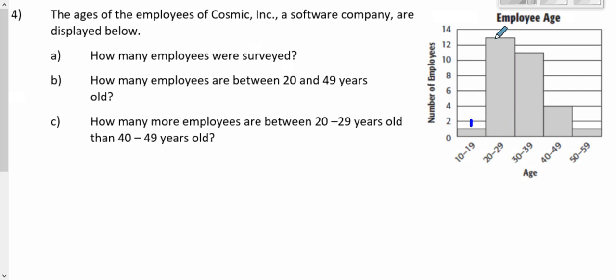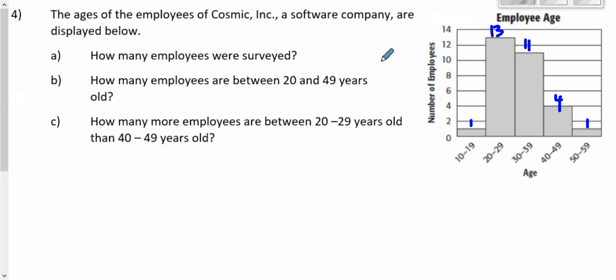Between 20 and 29, we have 13 people. Between 30 and 39, it looks like we have 11. Between 40 and 49, we have 4. And then between 50 and 59, we have one person.